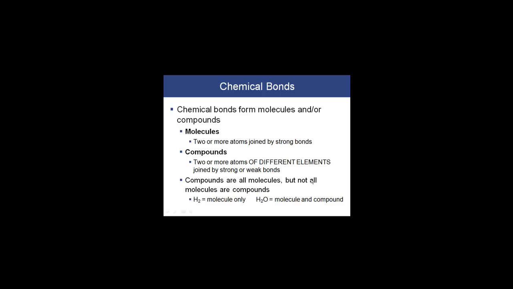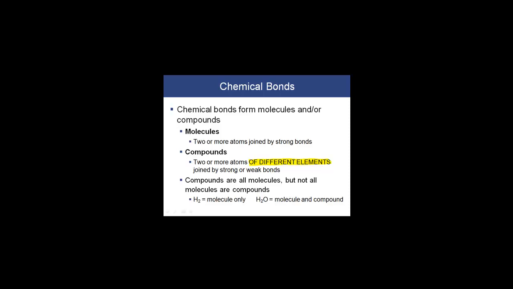Molecules or compounds. In the case of molecules, you have 2 or more atoms that are joined by strong bonds. And in the case of compounds, you have 2 or more atoms of different elements that are joined by strong or weak bonds. So there is a difference. In the case of compounds, they have to be of different elements. Compounds are all molecules, but not all molecules are compounds.